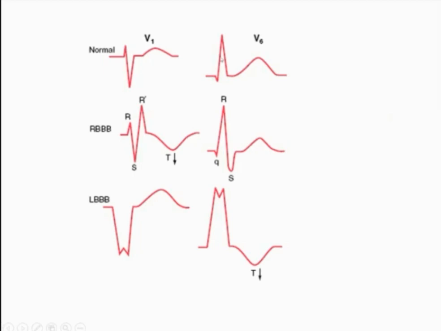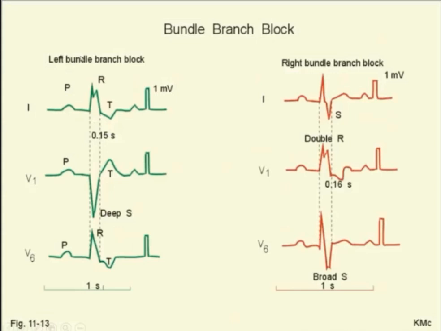Okay. Let's see the left bundle branch block. How does it appear in V6? It will be M-shaped and wide. Let me clarify a bit. Left bundle branch block will show widening of the QRS in the left leads, which are lead 1, V6, and AVL, and positive. So it is M-shaped at the top and wide. Whereas the right bundle branch block will be wide and positive in V1, which is a right lead. V1 to V3 are the right leads, so the M-shape will be positive and wide in V1, while in left bundle branch block it will be positive and M-shaped in lead 1. Okay.